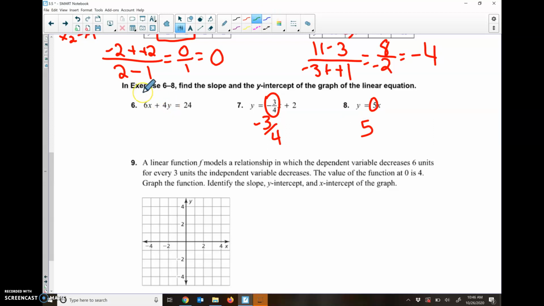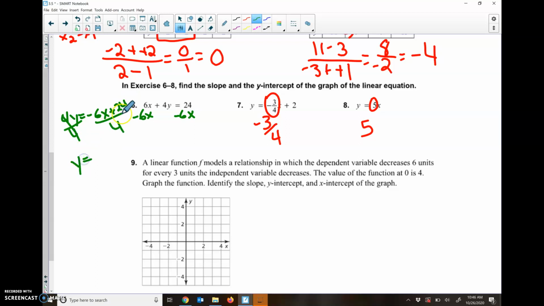Here is a little tricky because it doesn't say y equals. So I need to get that to say y equals. So going back to section, I believe 1.4, I need to get that y by itself. So I'm going to subtract 6x from both sides. So I get 4y equals negative 6x plus 24. And I'm going to divide both sides by 4. So I get y by itself.